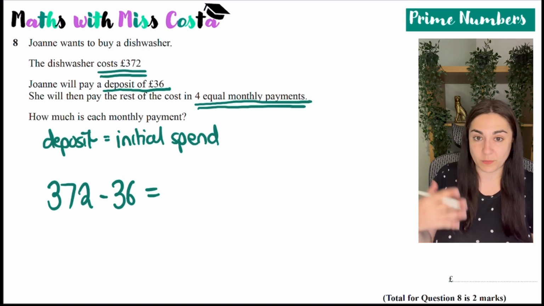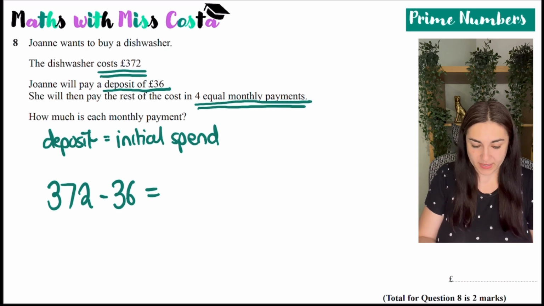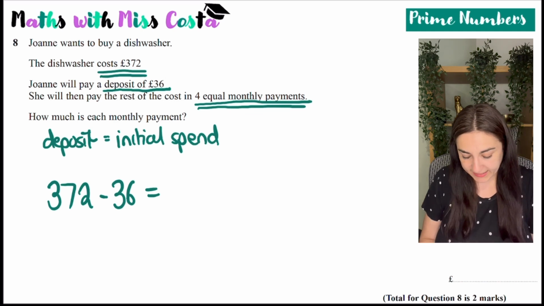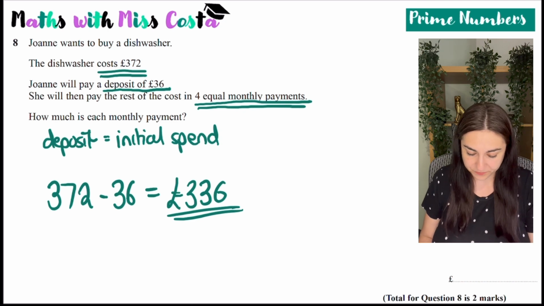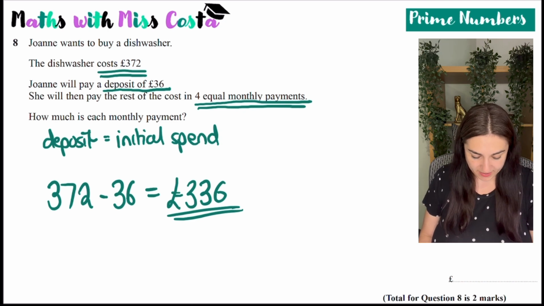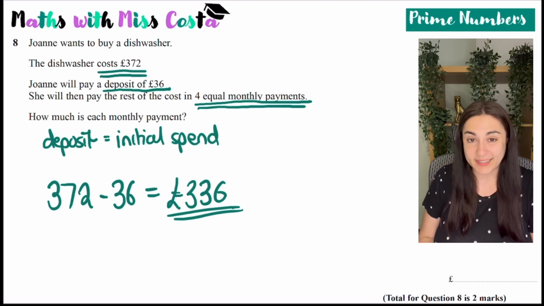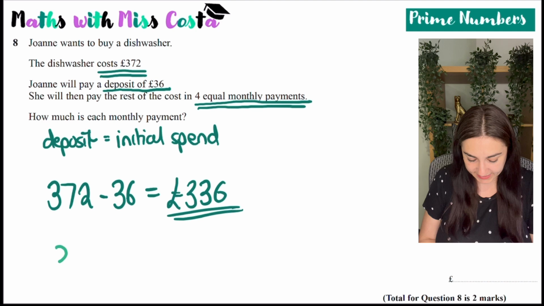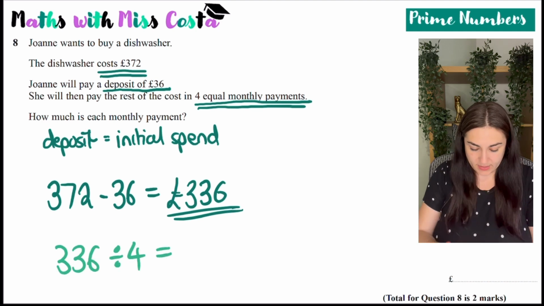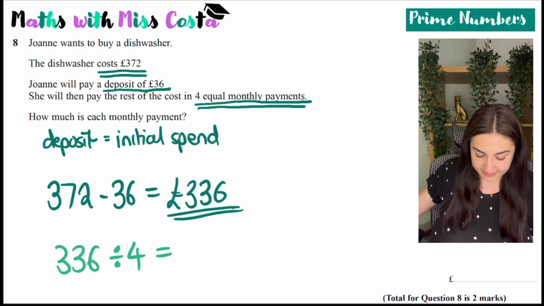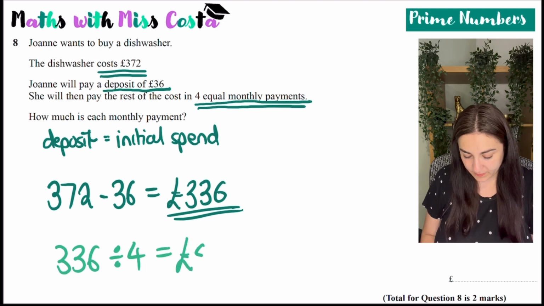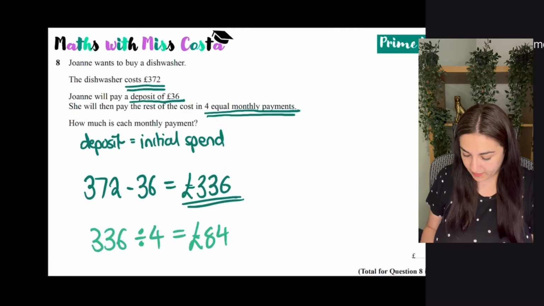So we can work out how much is left after the deposit. So we do 372 take away 36, which means she has £336 left that she needs to pay. She will then pay the rest of the cost in 4 equal monthly payments. So she needs to split 336 into 4 payments. So I'm going to divide by 4. And that is £84. So that is the cost of her monthly payments.